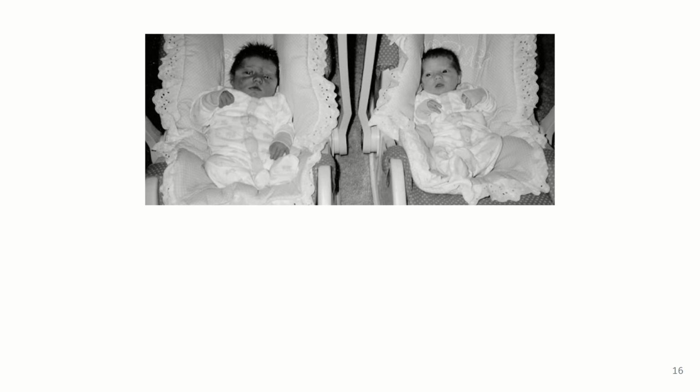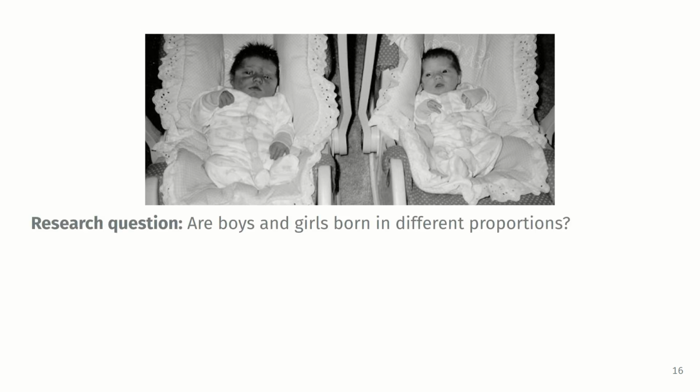So before we depart the normal distribution for today, I'm going to go through 2 examples of how we can use the normal distribution to do the same kind of inferential statistics that we have been doing so far, namely hypothesis tests and confidence intervals. And the example is based on the following research question: are boys and girls born in different proportions?